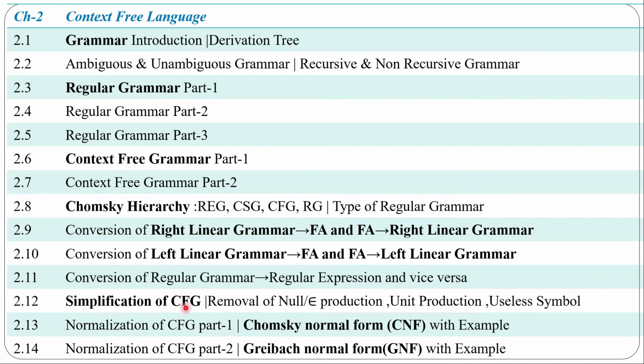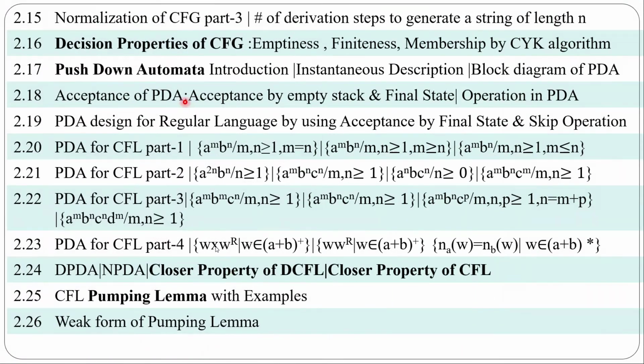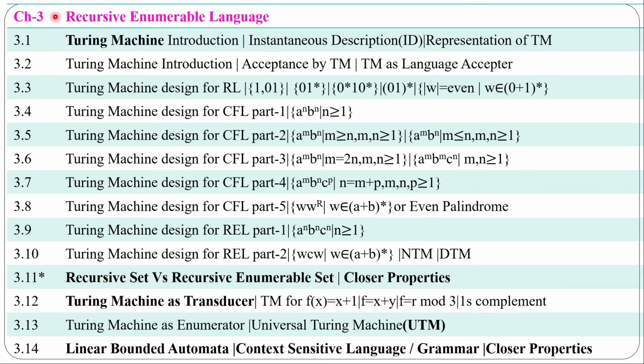Then 2.12 is simplification of CFG. There I discuss how to remove null production, unit production and useless symbols. Chapter 2.13 is about CNF, 2.14 is about GNF. Next 2.16 is decision property of CFG, 2.17 is pushdown automata. I discussed lots of PDA designs for different types of language. Next 2.24 is closure property of DCFL and closure property of CFL. 2.25 is pumping lemma.